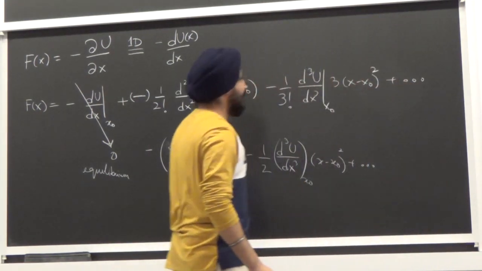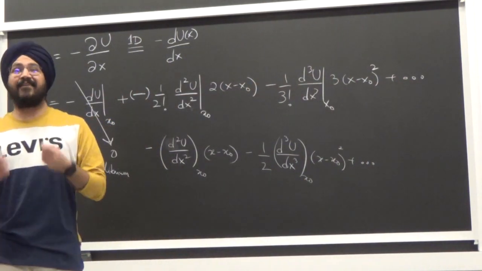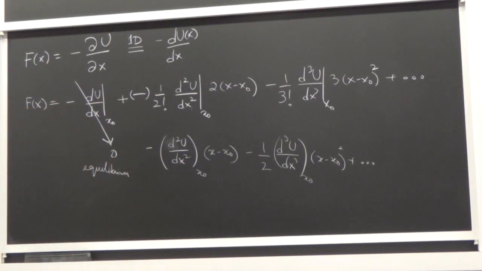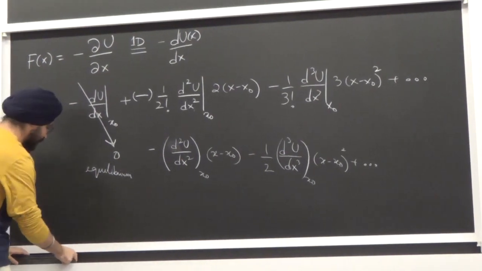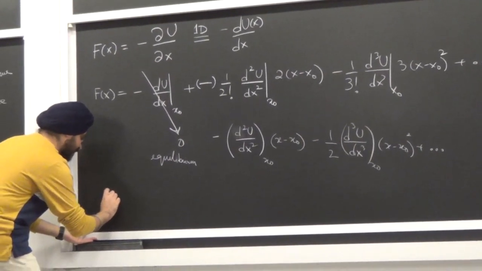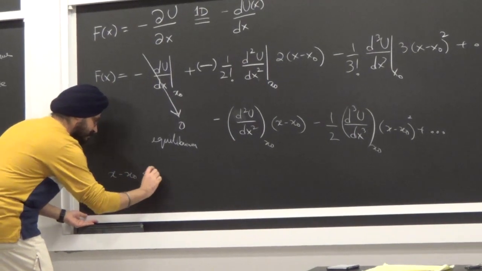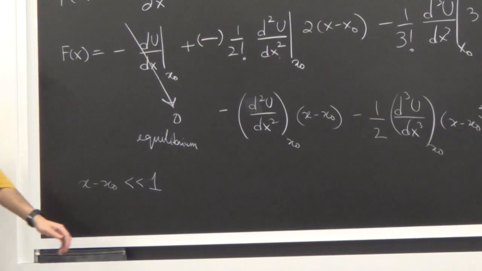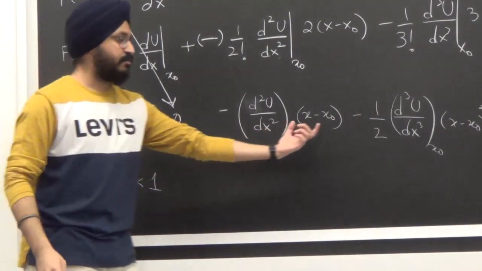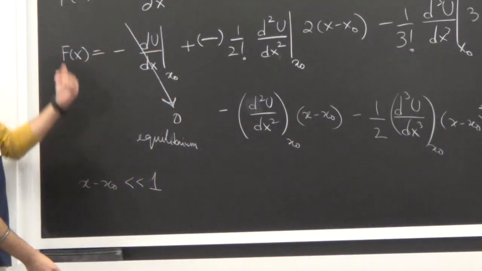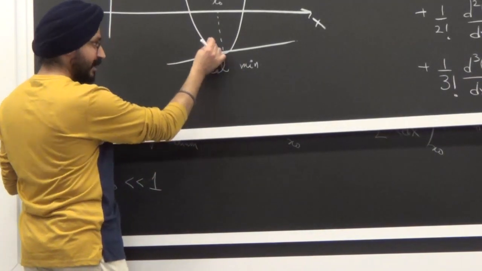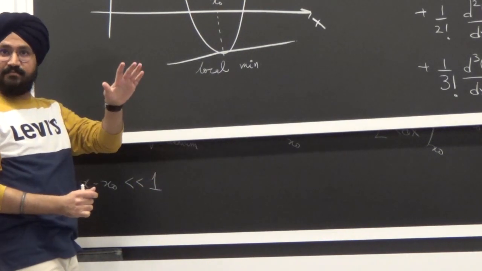Now, say I want to look at displacements which are small. Now that's a choice. Now I'm restricting my purview. Everything so far has been generic, no assumptions, but now I am focusing on the case where x minus x0 is much, much less than 1. In the right units, of course, but all these terms are small then. What I mean is that I'm looking for physics about this point, so for small deviations about the equilibrium.